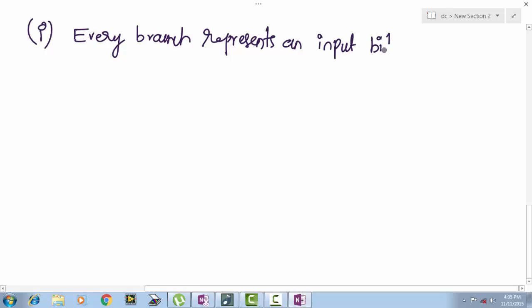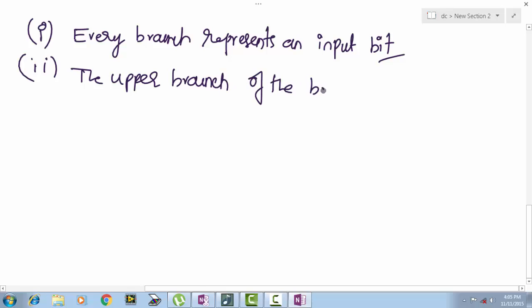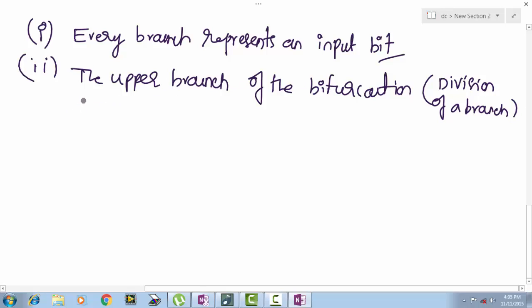First point, every branch represents an input bit. That is, every branch of the code tree represents an input bit that may be either 0 or 1. Second point, the upper branch of the bifurcation, that is the division of a branch, denotes a bit 0.